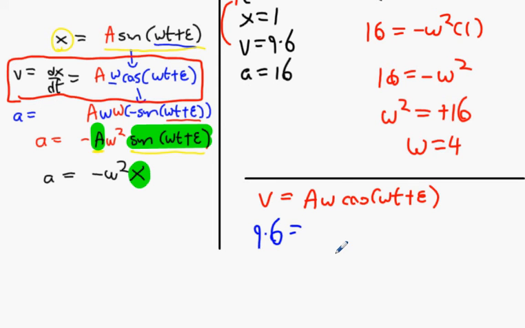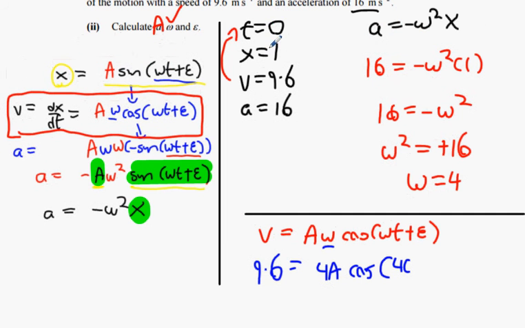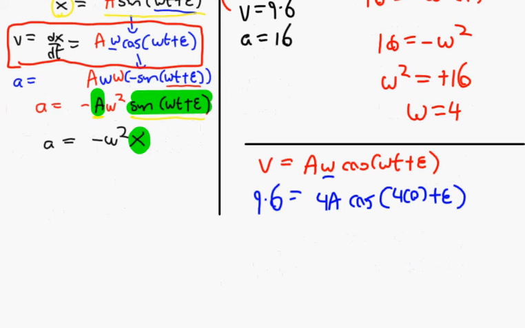1 second. 9.6 being my velocity. Omega is 4, so it's 4A cos, what's the time this happens at? Omega is 4, isn't it? What's 4 times 0? Because the time is 0. It says it happens at a certain point. It begins. So 4 times 0 plus epsilon. And now I'm going to divide the 9.6 by 4, and I'm going to turn that into 2.4 equals A cos epsilon.